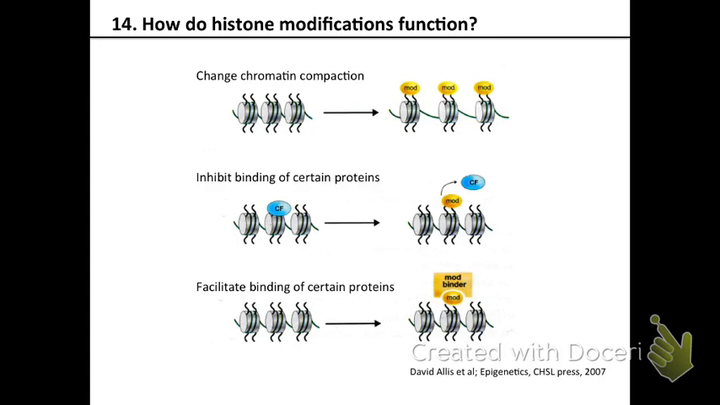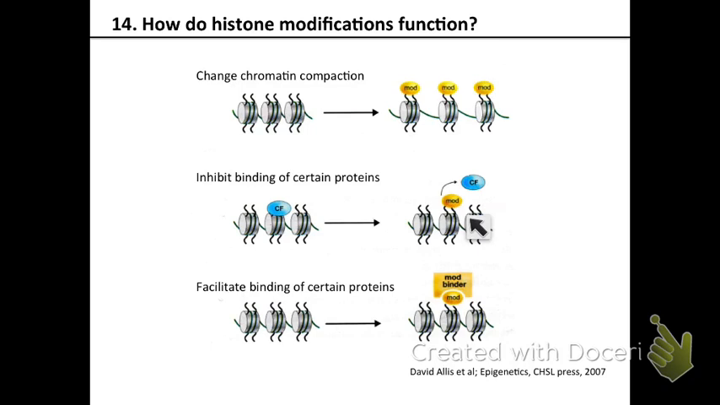Histone modifications can also inhibit binding of certain proteins. Let's say you have a certain protein that needs to bind to DNA to do its function. It could be a transcription factor. It could be something else, right? If there is a modification in the histone tail, this protein might not be able to bind. So the function of this modification would be to prevent the binding of this transcription factor.